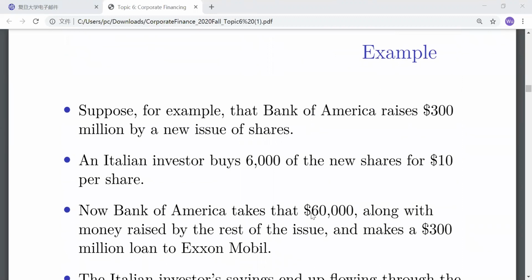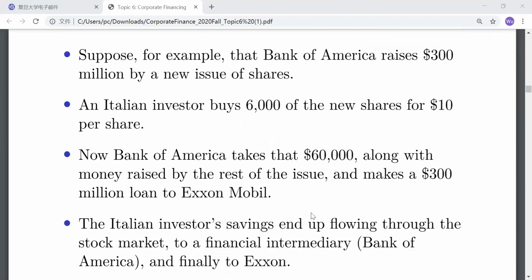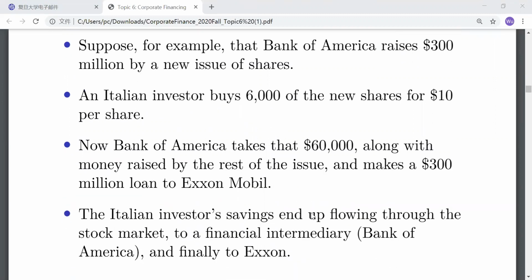For example, Bank of America raises 300 million by issuing new shares. An Italian investor buys 6,000 of the new shares for $10 per share. Now Bank of America takes that 60,000, along with the money raised by the rest of the issue, and makes a 300 million loan to ExxonMobil. In that case, the Italian investor's savings end up flowing through the stock market to a financial intermediary like Bank of America.